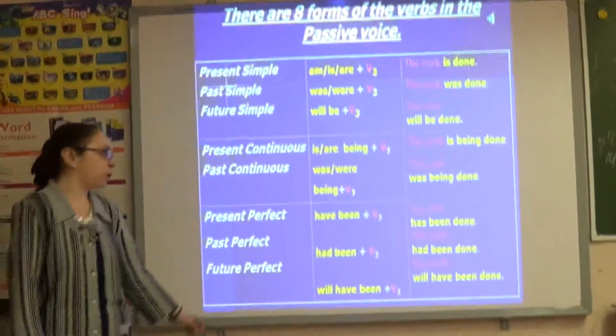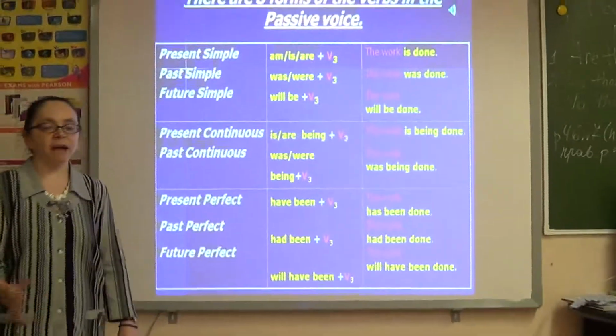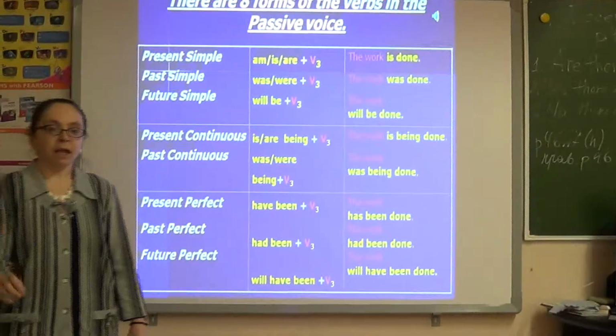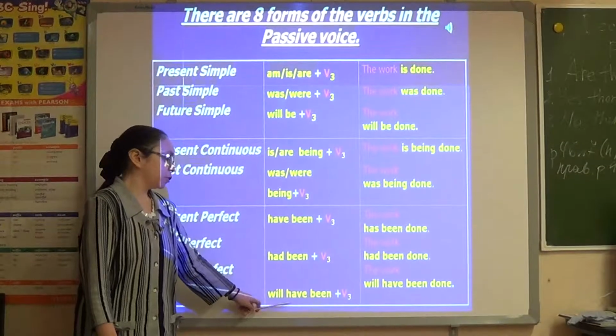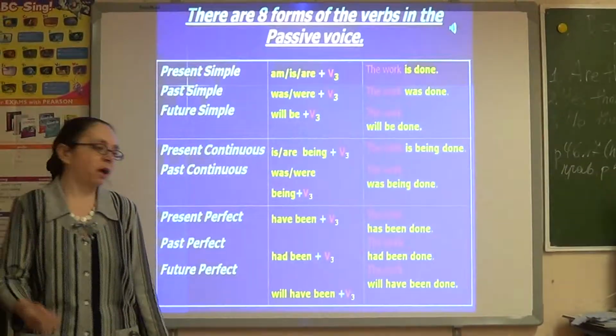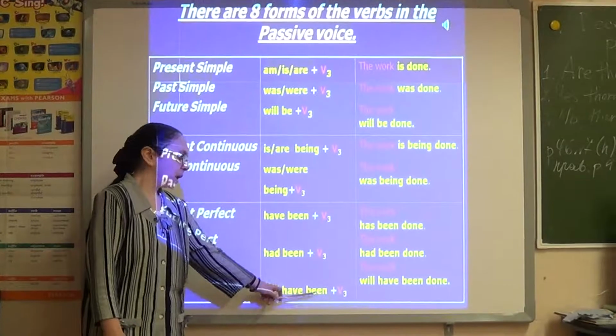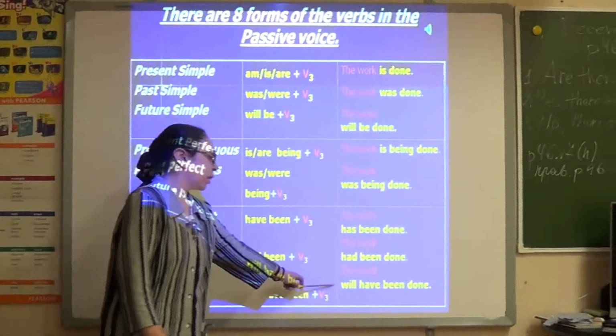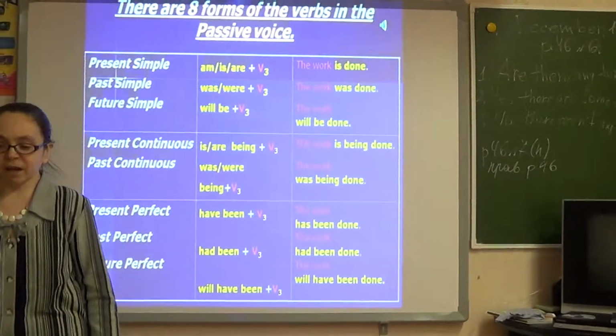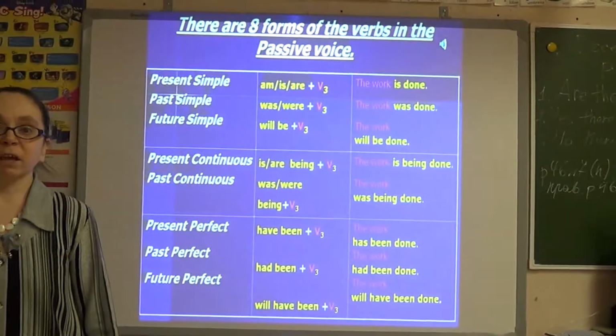Future perfect is again the same thing, but this time we use will have to show that it's the future. Will have been plus the past participle of the main verb. The work will have been done by next week.